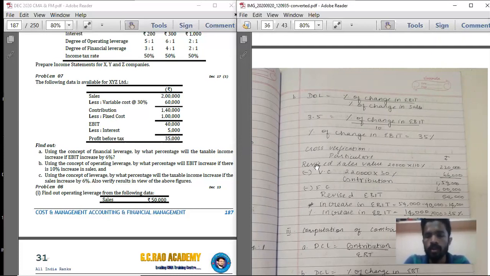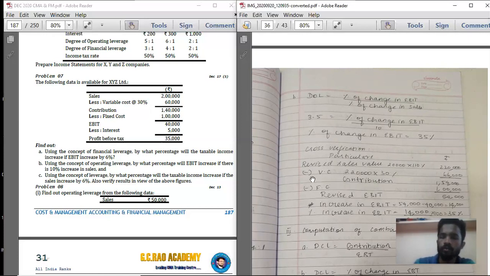Below that, draw two columns: particulars and amount. In particulars, revise the sales value, 2 lakh into 110%, because there is a 10% increase in sales. We are cross verifying it. We have found that if there is a 10% increase in sales, there will be a 35% increase in EBIT. So first, do the 10% increase in sales. Revise sales value, 2 lakhs into 110%. Amount column 2,20,000. How much is the percentage of variable cost? 30%. So minus variable cost.